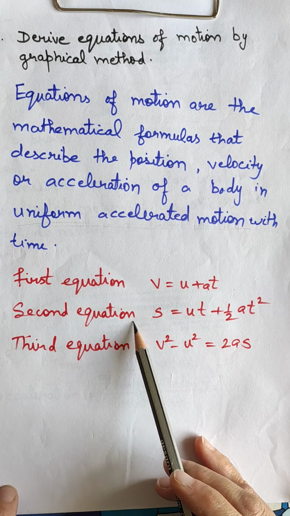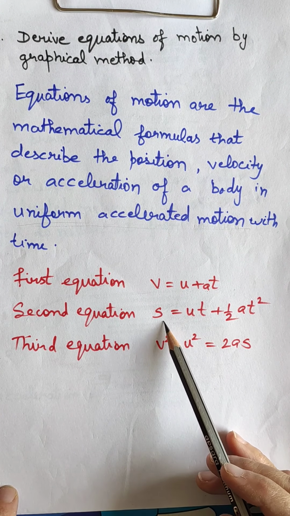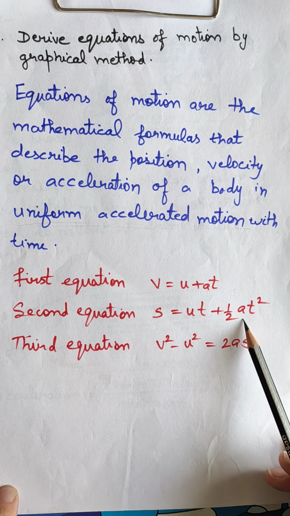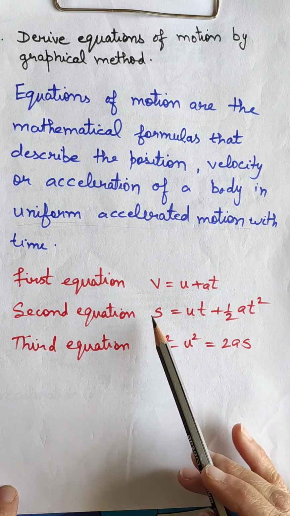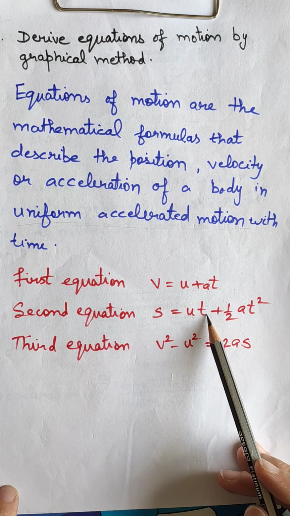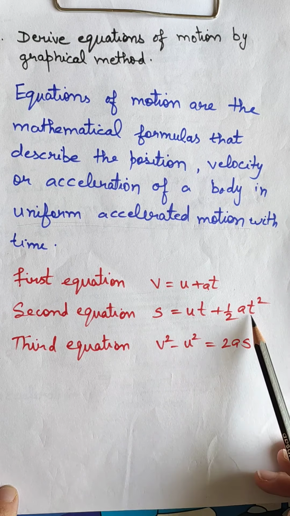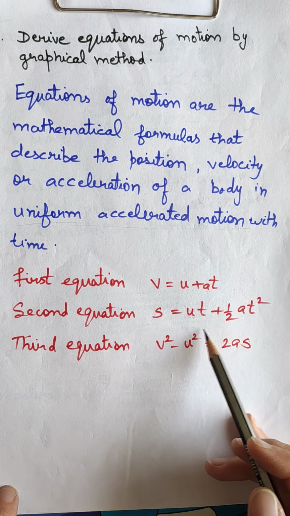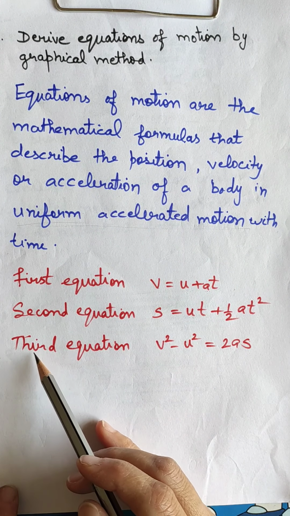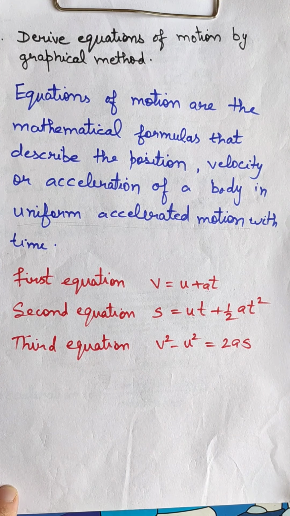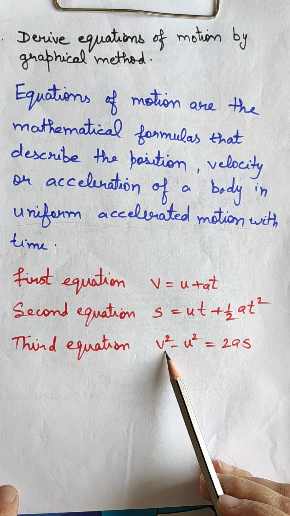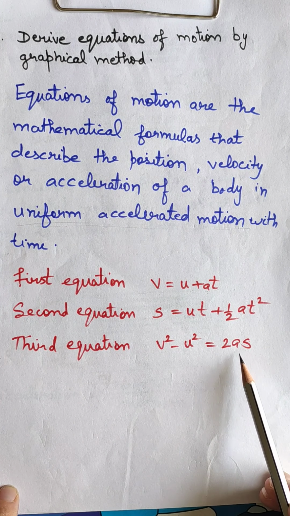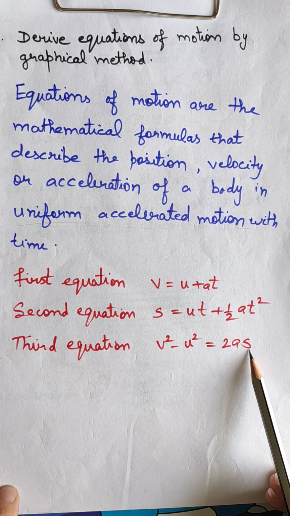In the same way, the second equation: s for distance, or we can say position, equals initial velocity times time plus half acceleration times time squared. So this equation relates position, time, initial velocity and acceleration. In the same way, if some quantities are given, we can find the others. Third equation: v square, that is final velocity square, minus initial velocity square is equal to 2as. Here a means acceleration, s means distance.